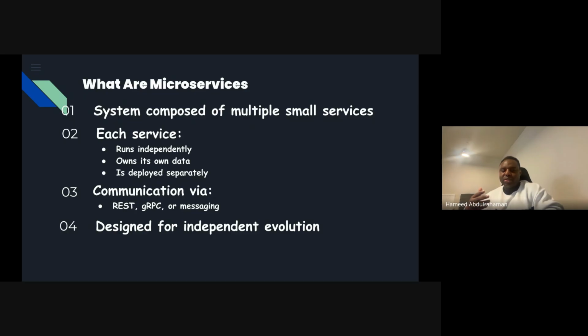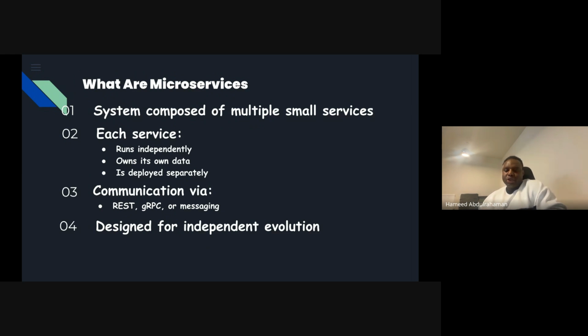Like for instance, we're having a spike in usage of transfer, probably during the December period. So you're having a spike in transfer, then you can scale that transfer service instead of scaling the entire application itself. So these are more like the advantages of this architectural pattern. We'll still talk more about them.